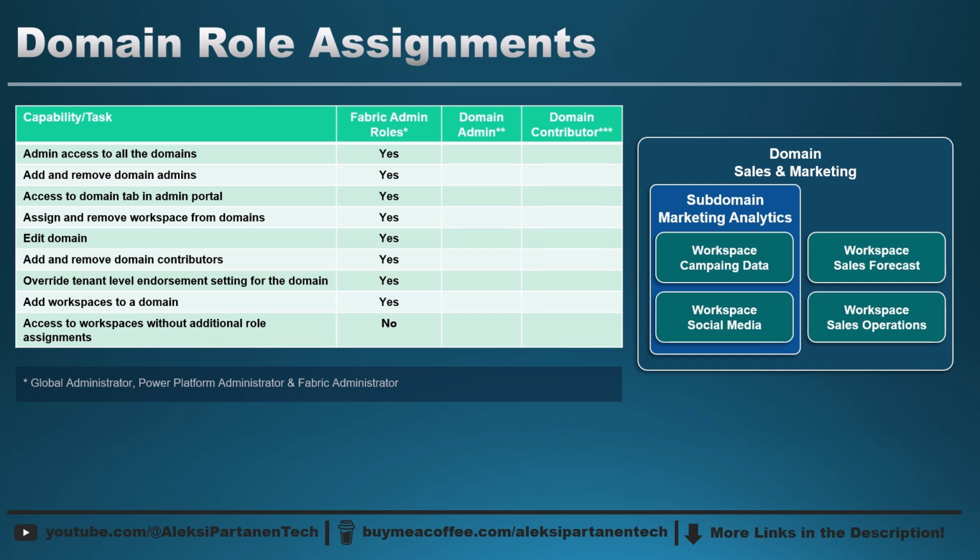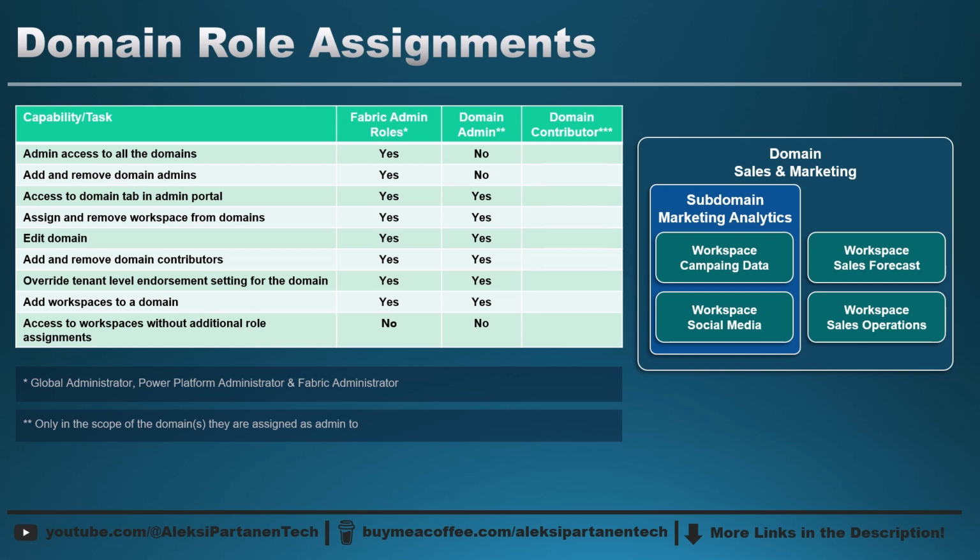Next, we move to the domain admin. A domain admin can manage only the domain they are assigned to. They can add and remove contributors, assign workspaces to the domain, edit domain metadata, and remove workspaces if needed. They also get access to the domain tab in the admin portal, but only for the domains they manage. They cannot see or edit other domains outside of their own scope.